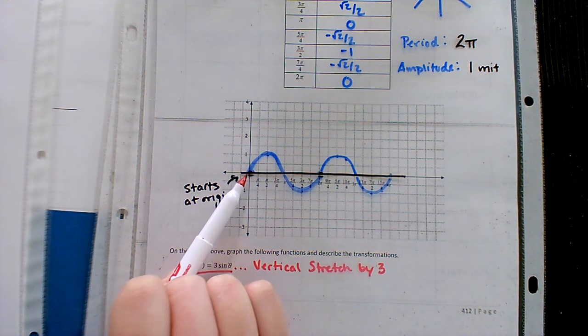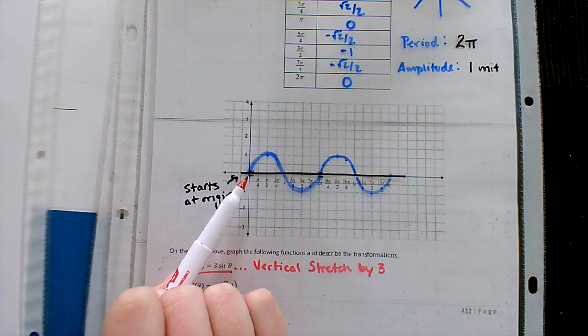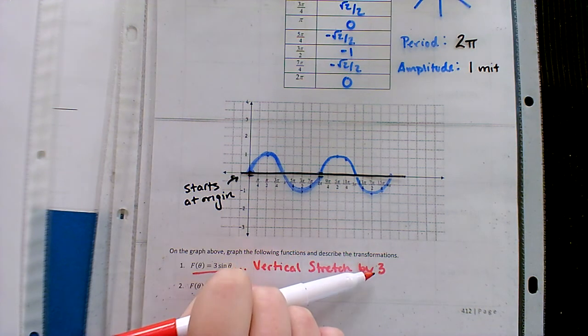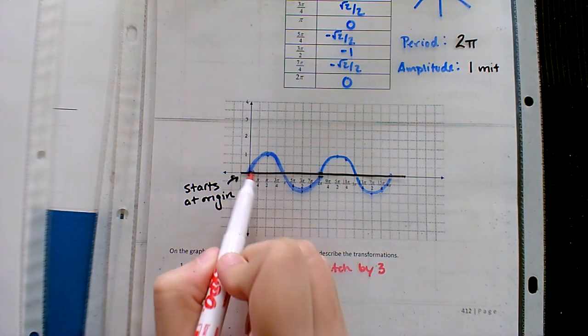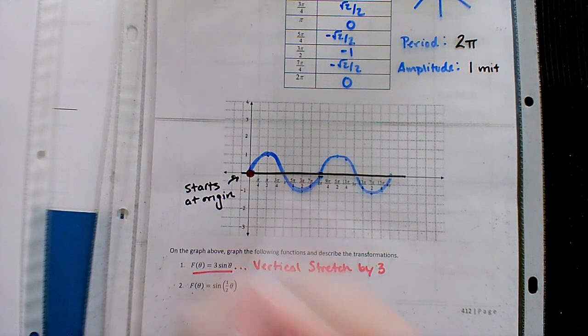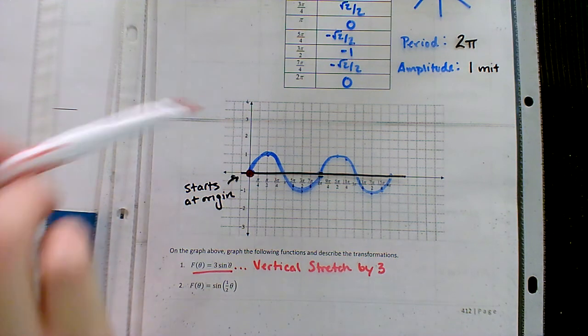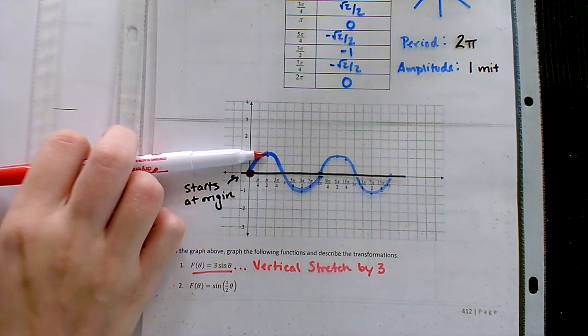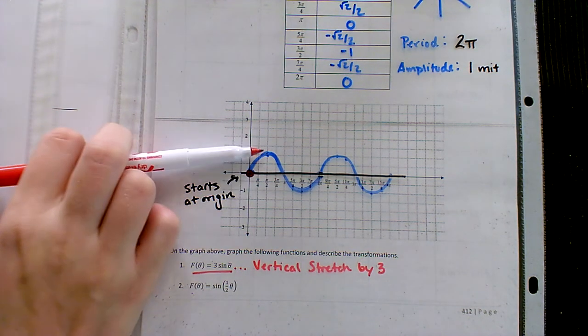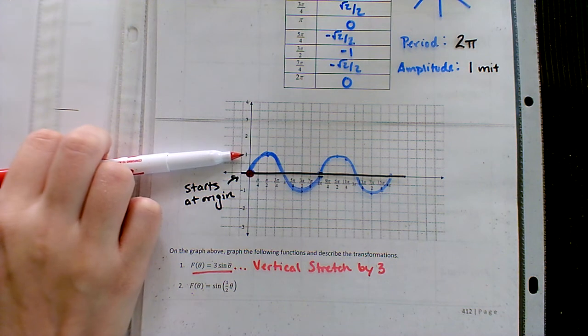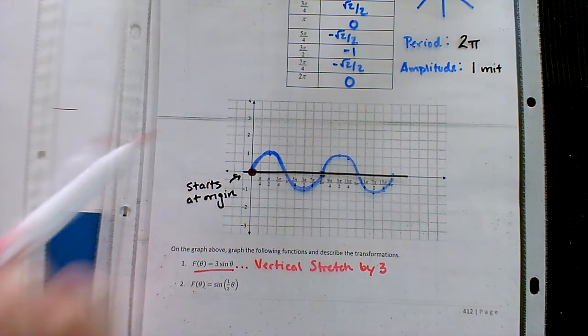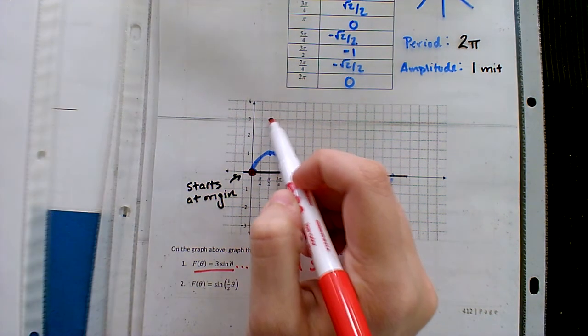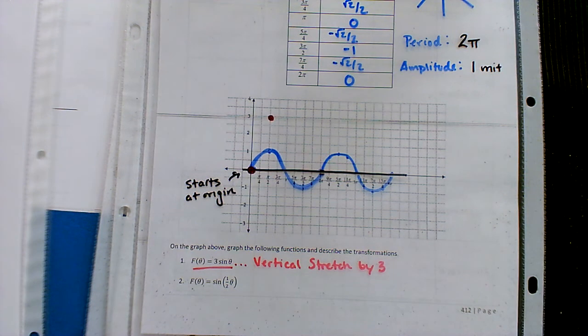So if we start at the origin, what's the y value at the origin? 0. What is 0 times 3? Still 0. So this point, even though we multiplied it by 3, is still going to stay there. That point doesn't really get stretched. Our next easy point is probably this top maximum at pi over 2. That has a y value of 1. If you multiply 1 times 3, it's going to be all the way up there.